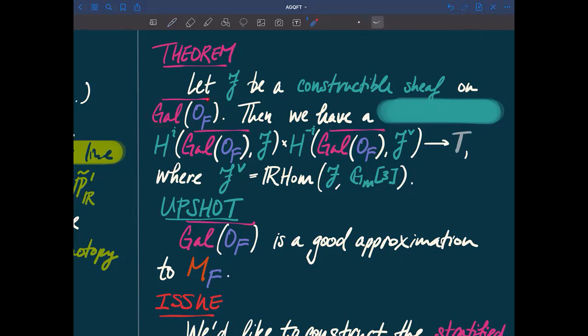So I'm going to construct this compactification of gal OF. This is really just as a stratified homotopy type, not more right now. But the stratified homotopy type is sufficient to know about the category of constructible sheaves. So I'll use that. And then the theorem here is that there is a perfect pairing from the cohomology of this compactification with coefficients in F. Well, it's the same story as I told at the beginning, into this F dual, where F dual here is, I'm again homming F into GM shifted by 3.